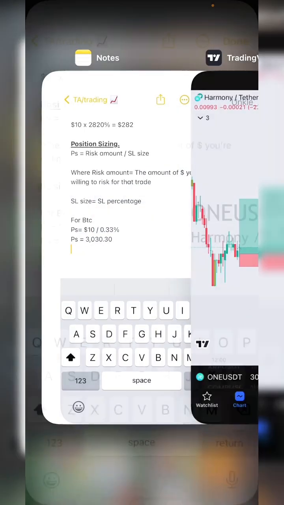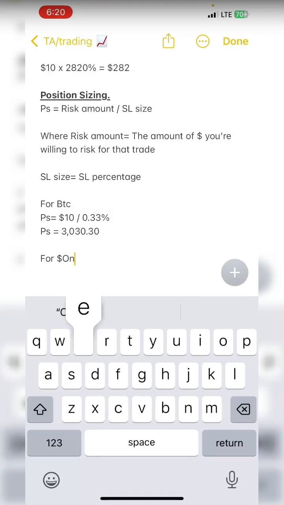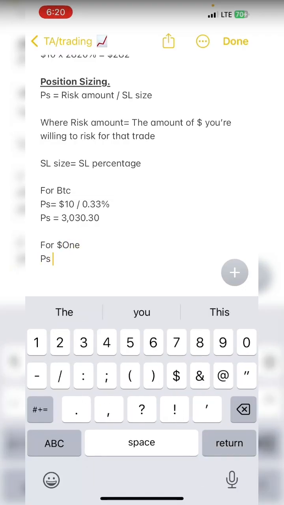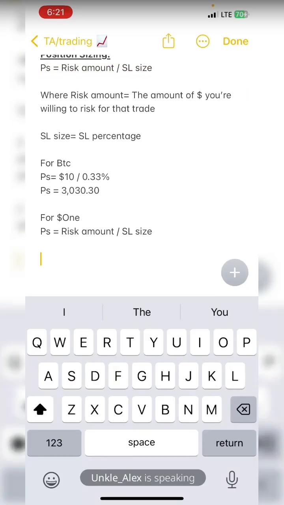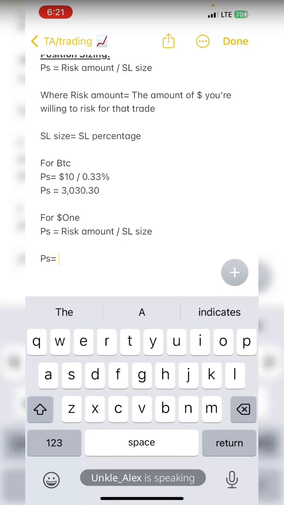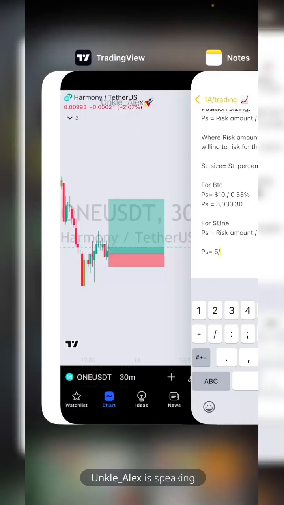So how do you calculate your position size? Let me start from the beginning. Now this calculation is for, now remember the formula: position size equals risk amount over SL size. Now for this trade, let's say you have a small account, all you want to risk is just $5. Over, what is your SL size?